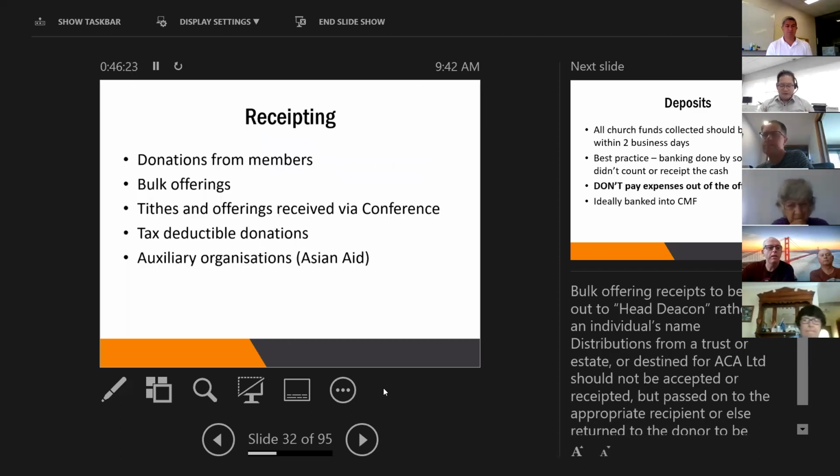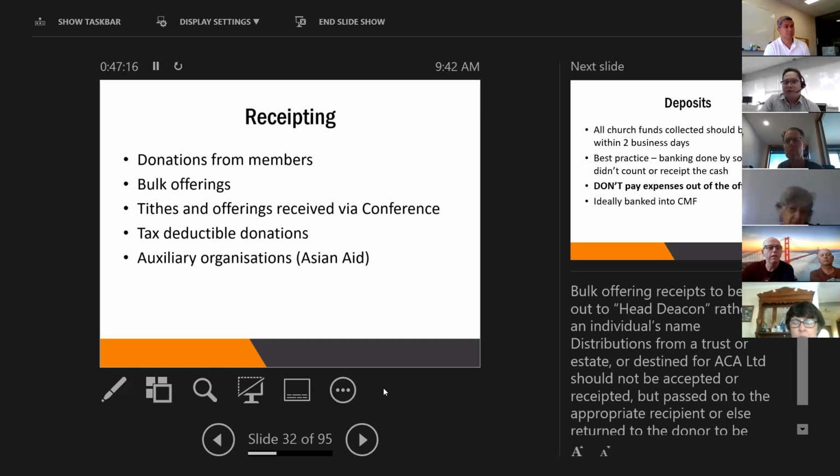And then as I was talking about the offerings and the tithes, these are the types of offerings or donations that we receive. Donations from members, bulk offerings, tithe and offerings received by the conference. What you find is that very rarely some members, some trusts, external businesses which are owned by members, sometimes wish to pay their tithe and offerings via us. So we get that, and then we allocate it, we tag it to the church where this member belongs, depending on the communication and the desire of the giver.